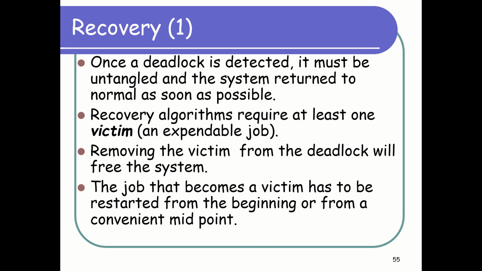Recovery process: once a deadlock is detected, you have to recover. The best way is Control-Alt-Delete and end task or whatsoever. It must be untangled and the system returned to normal as soon as possible. Recovery algorithms require at least one victim and expendable job. So one victim, unfortunately. Removing the victim from the deadlock will free the system. The job that becomes a victim has to be restarted from the beginning or from a convenient midpoint. So when a victim is removed, it either starts from scratch or from the point where it was removed.